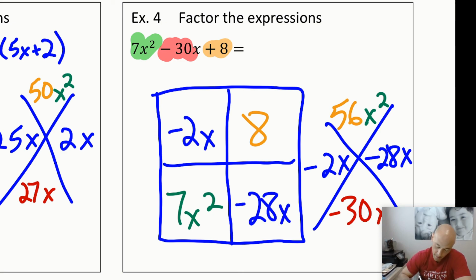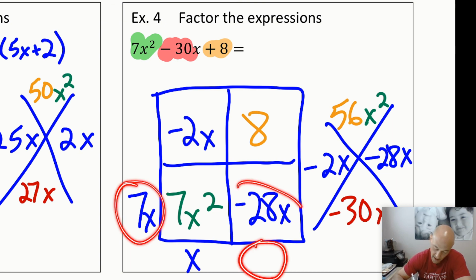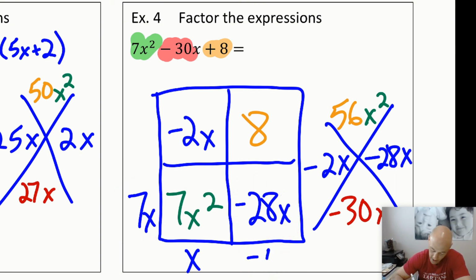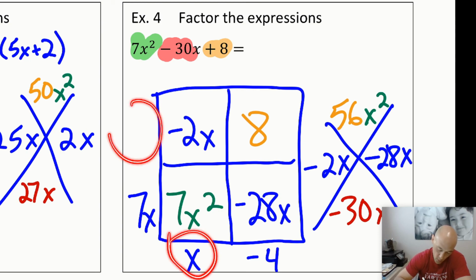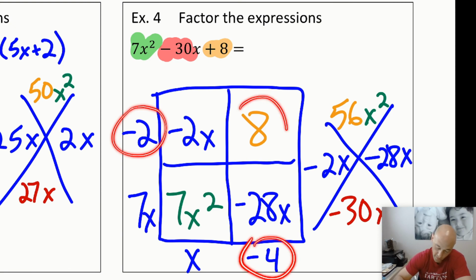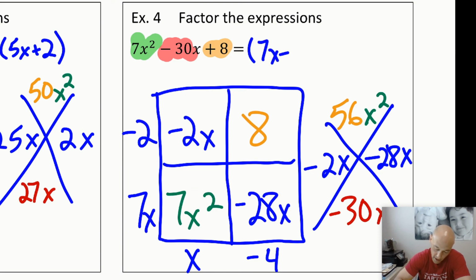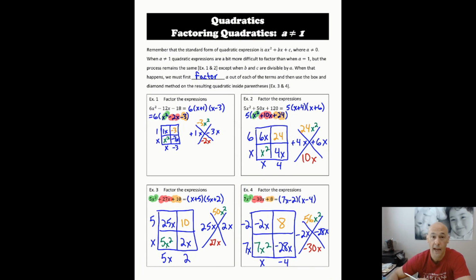And now this time I notice that these are both divisible by 7. So I put 7x here, and that makes this an x. 7x times what is negative 28x? 7x times negative 4. x times what is negative 2x? It's negative 2. Negative 2 times negative 4 is 8. So now I can rewrite this as the quantity 7x minus 2 times the quantity x minus 4. And that is factoring quadratics when a does not equal 1.